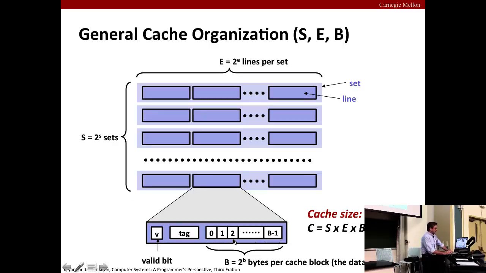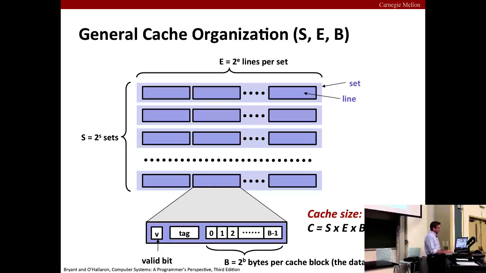And so each cache has S sets, E blocks per set, and B bytes per block. Okay, so the total cache size C is S times E times B. Now there are a lot of terms to keep straight, and it's very easy to confuse the difference between lines and blocks and lines and sets. Okay, so we'll go through some examples, and hopefully these will start to make more sense.